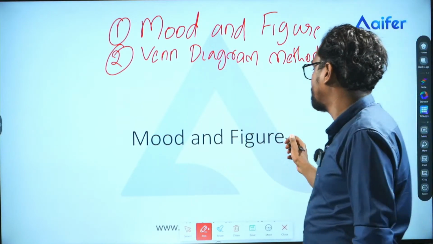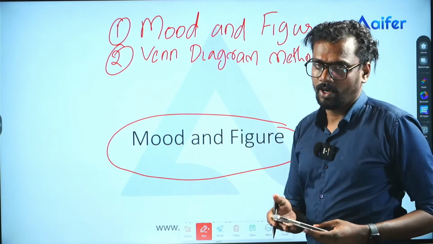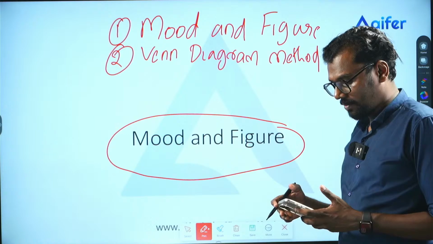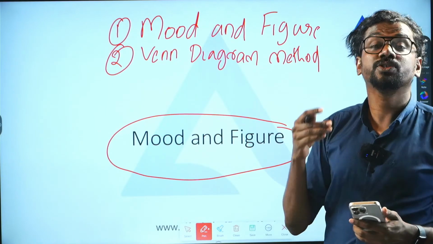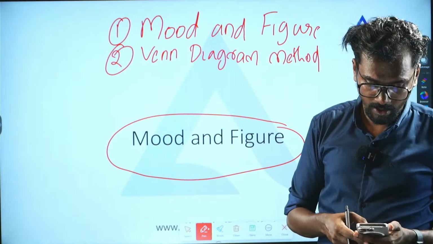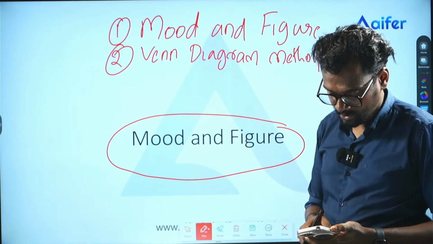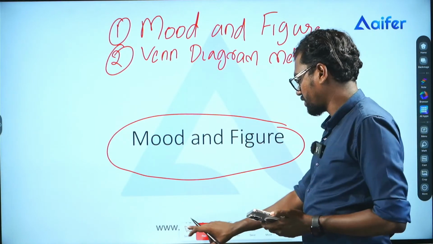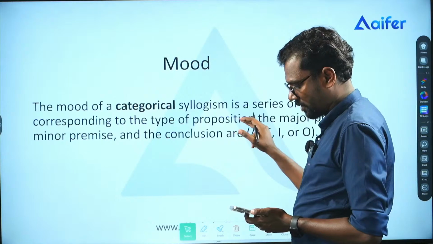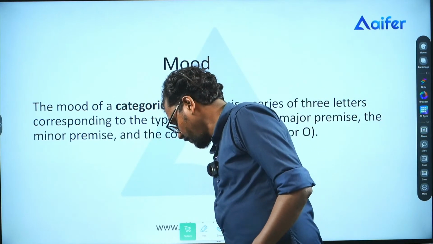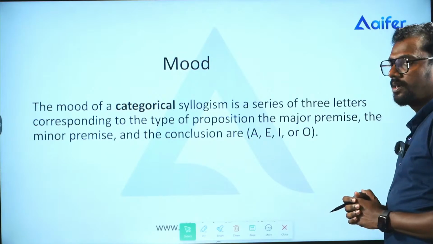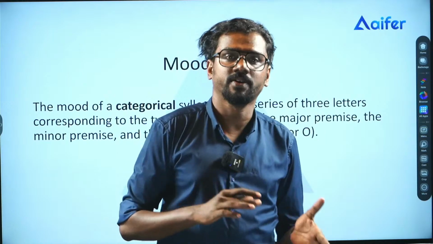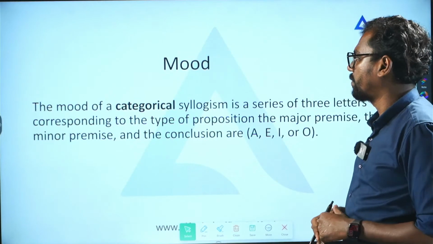Firstly, I will be discussing what is mood and figure. What is the method of mood and figure? I told you already that these two are methods for solving syllogism questions. So first of all, let's try to understand what is mood and figure. As you know from the name, you will be having a mood and then you will be having a figure.